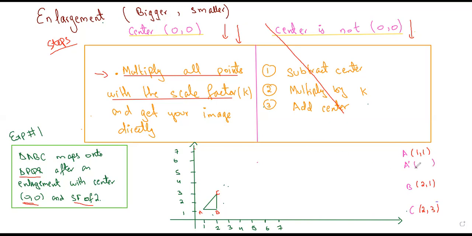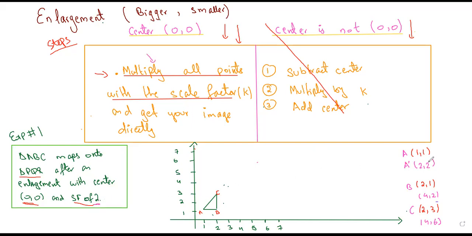2, 2. Very good, Rania. Excellent. 2, 2. And then 4, 2. And then 4, 6. Very well done. Why? Because we need to multiply the points with the scale factor, that is 2.